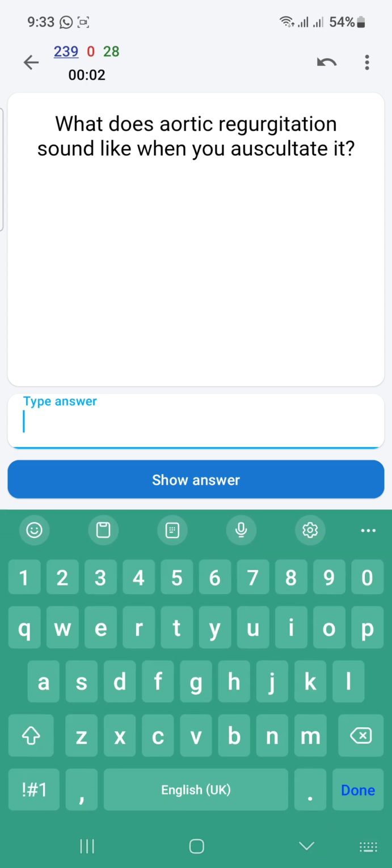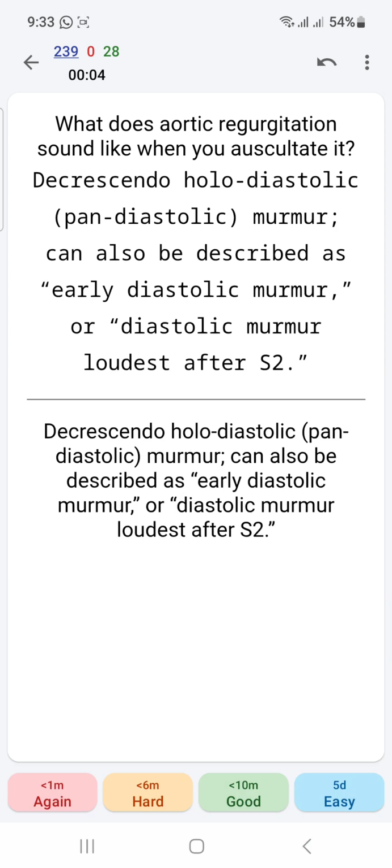What does aortic regurgitation sound like when you auscultate it? Decrescendo, hollow diastolic, pan-diastolic murmur, can also be described as early diastolic murmur or diastolic murmur, loudest after S2. Okay, early diastolic, decrescendo, loudest at the LMSB. Associated with root dilation and bleeding by roots.